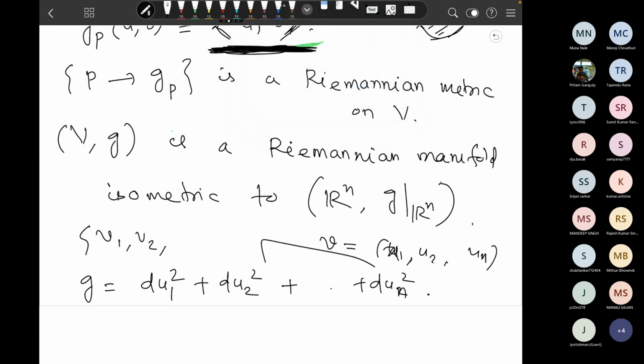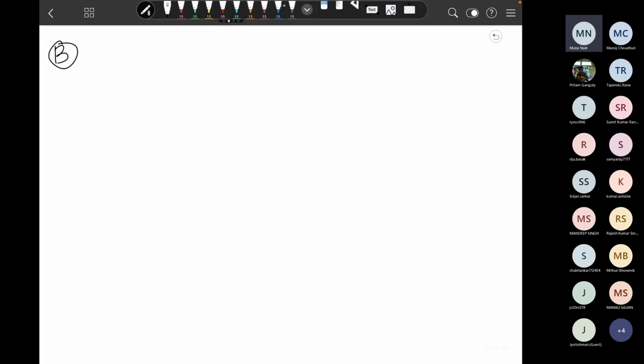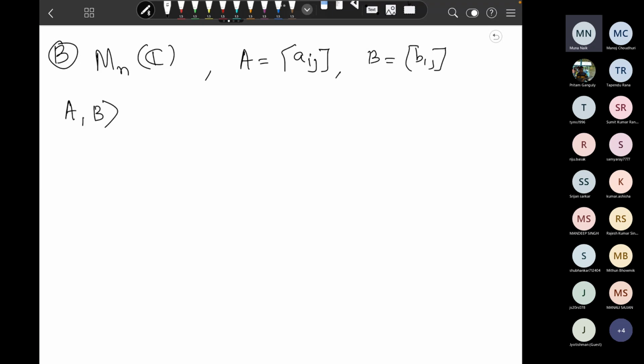So let V be M_n(C). The question is: can you give an inner product on M_n(C)? If I ask all of you, you will say: you write A as (a_ij) and B as (b_ij), and I have to give an inner product on this space for A and B. You will say that it is the sum of a_ij times b_ij bar, for i, j from 1 to n.